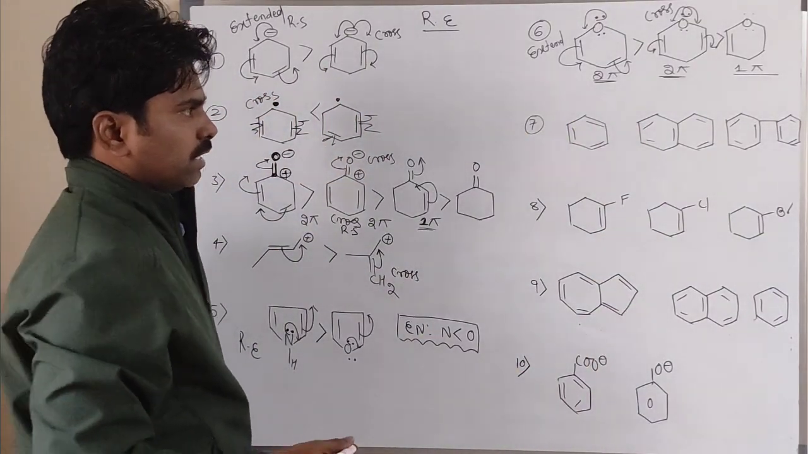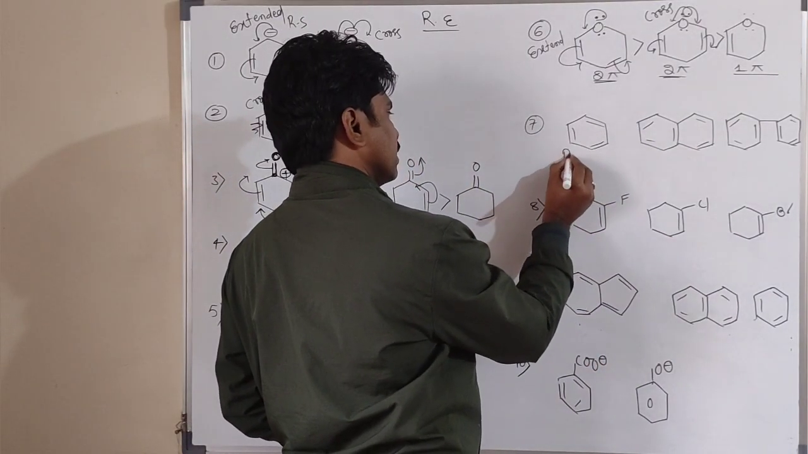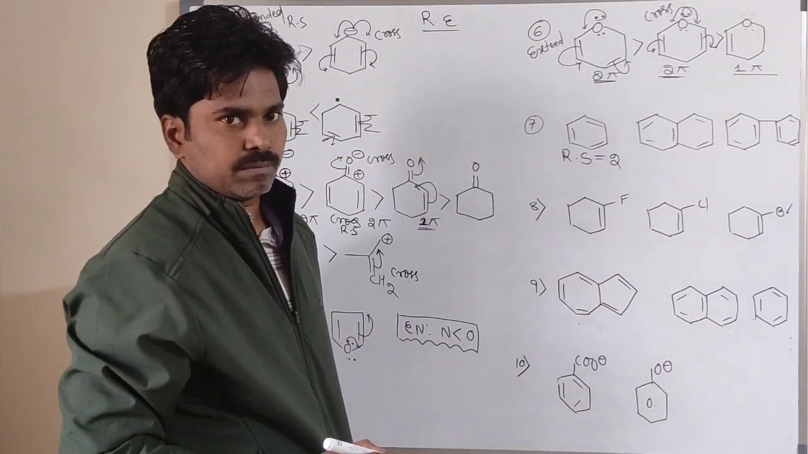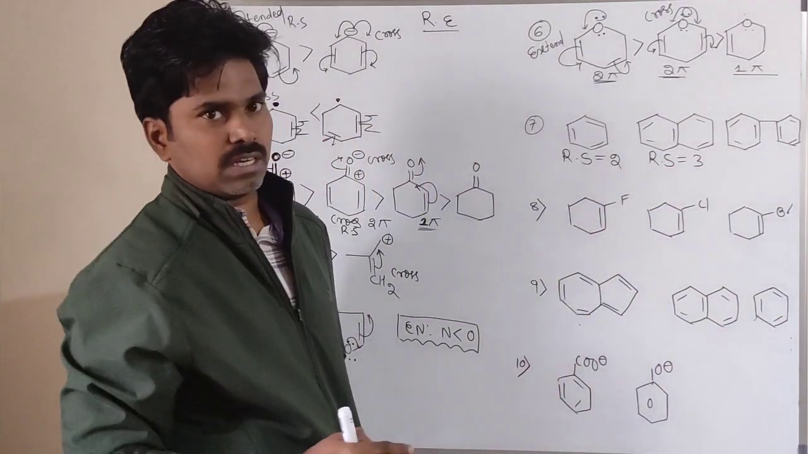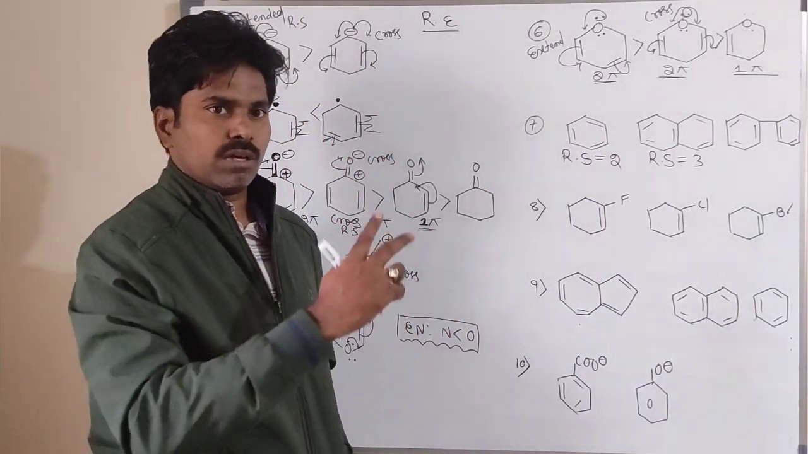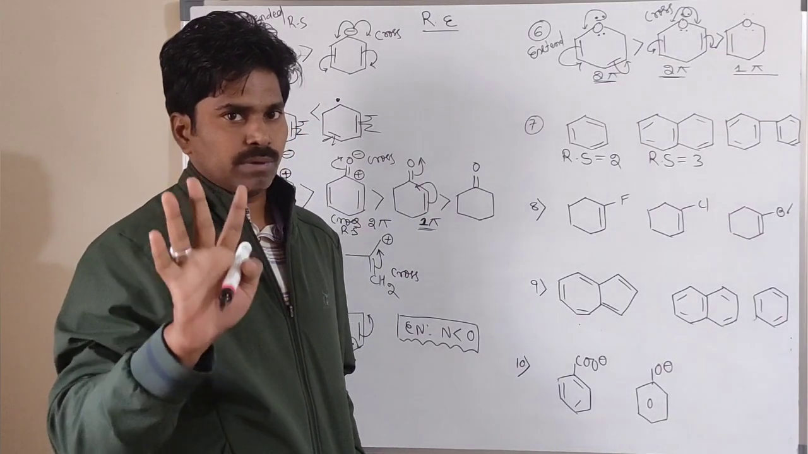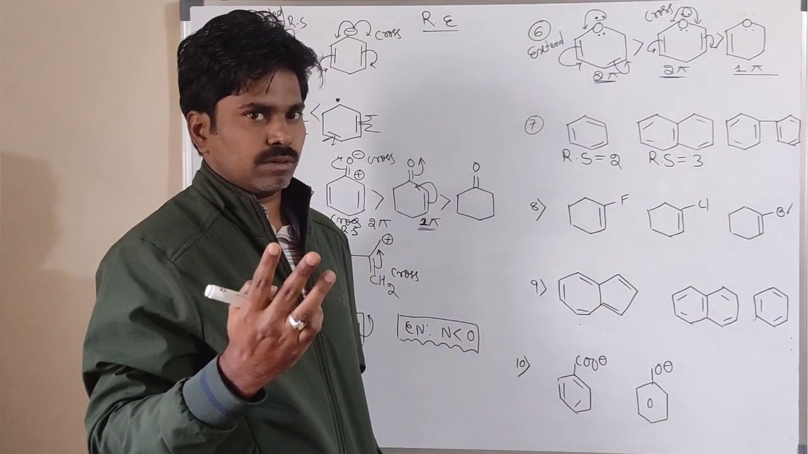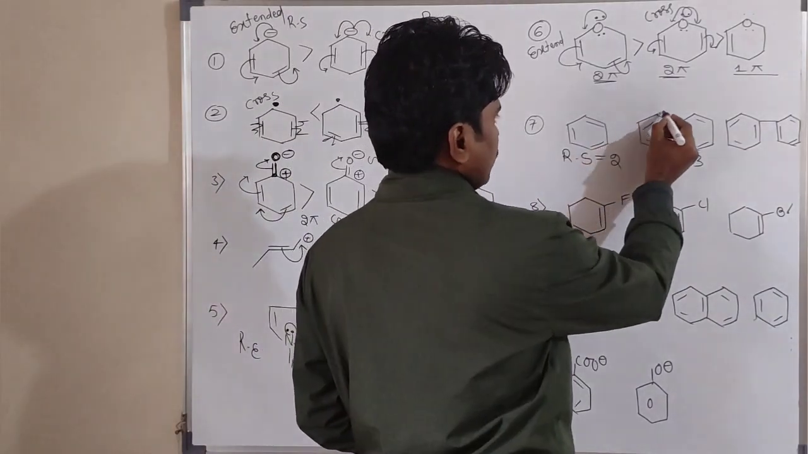Okay, right. Next one, come to this question. We know how many resonating structures benzene gives? Two resonating structures, canonical structures. How many does naphthalene give? Three. In the last class I gave the numbers of resonating structures: benzene 2, naphthalene 3, anthracene 4, phenanthrene 5. Keep it in mind. Benzene 2, naphthalene 3, anthracene 4, phenanthrene 5. So this is naphthalene, this is biphenyl.